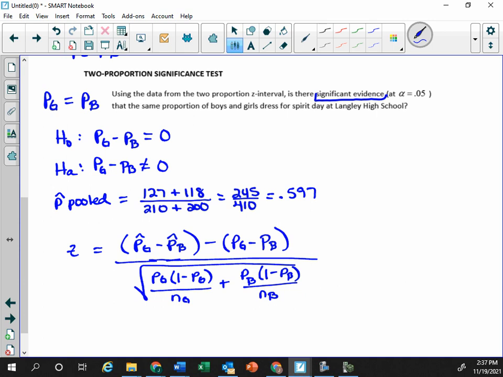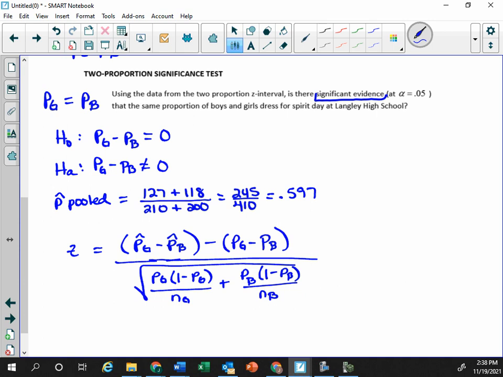Let me grab your formula sheet and show you what's on here. So yes, they are on your formula sheet. You've got your one sample and your two sample. So don't panic about memorizing.